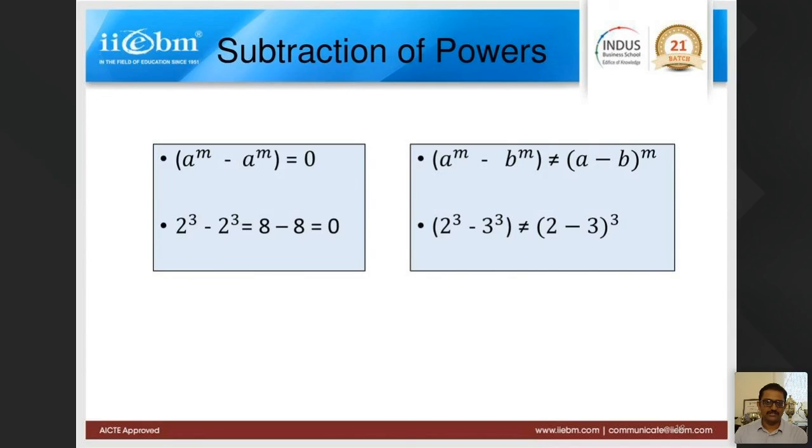Now, what if the base is not common? So a raised to m minus b raised to m will not give me the value (a minus b) raised to m. We tend to see that the powers are equal, that is, the power is m. But still, as the base is not the same, it is not possible for us to do this subtraction, that is (a minus b) raised to m. Let us see with the example. 2 cube minus 3 cube is not equal to (2 minus 3) cube.